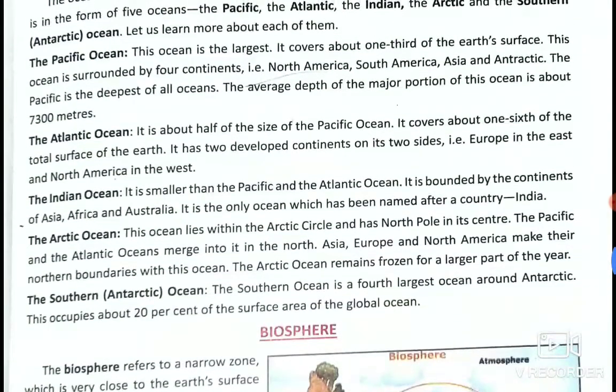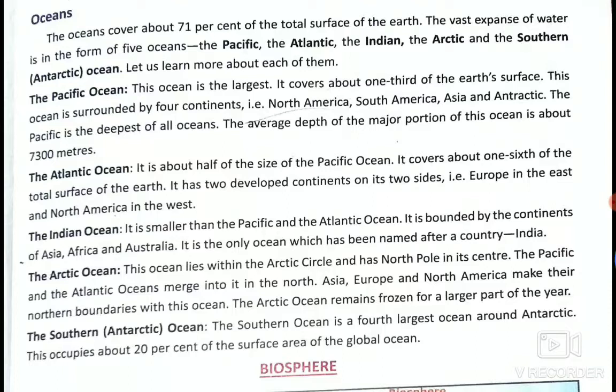We discussed oceans also, five oceans. The largest ocean is the Pacific Ocean. Next is the Atlantic Ocean. Then after the Atlantic Ocean is the Indian Ocean.